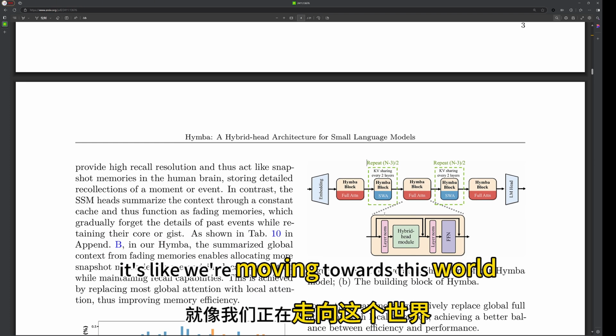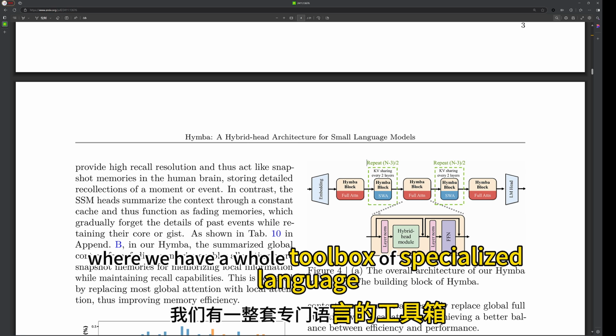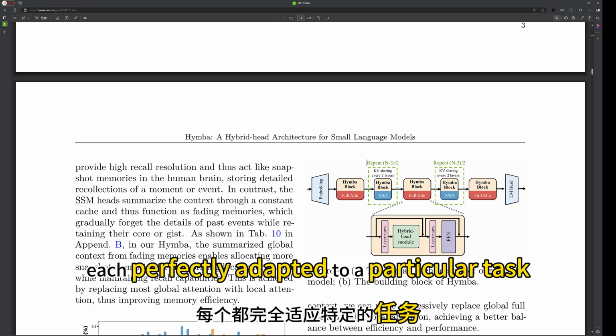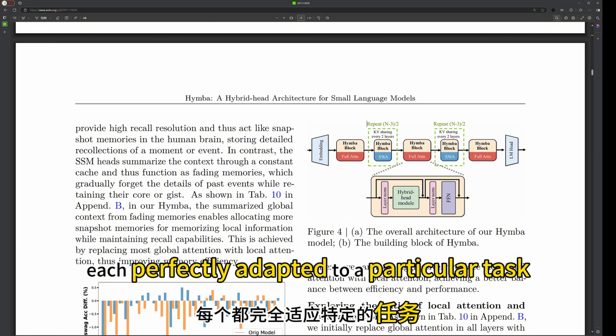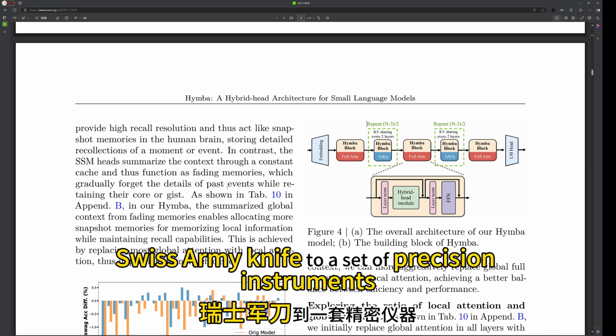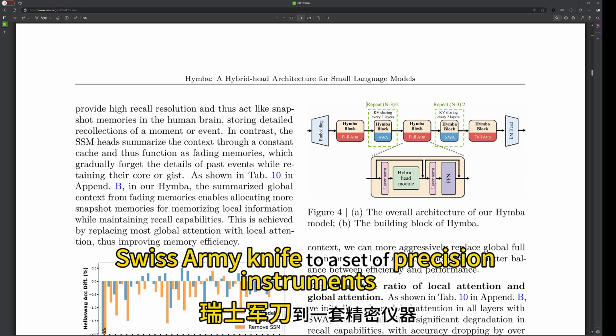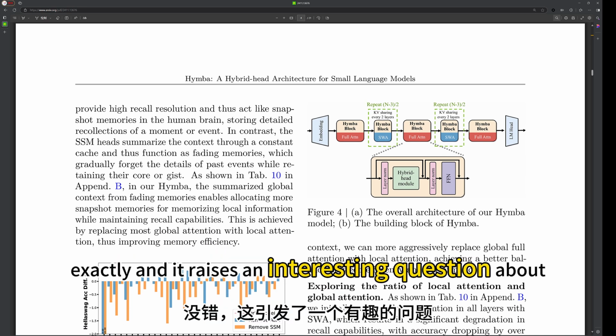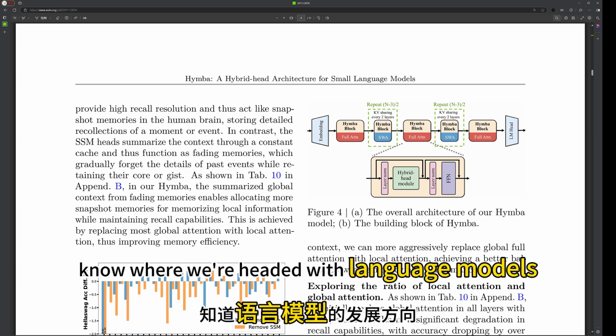It's like we're moving towards this world where we have a whole toolbox of specialized language models, each perfectly adapted to a particular task. That's a great way to put it. Like going from a general-purpose Swiss Army knife to a set of precision instruments. Exactly. And it raises an interesting question about where we're headed with language models.